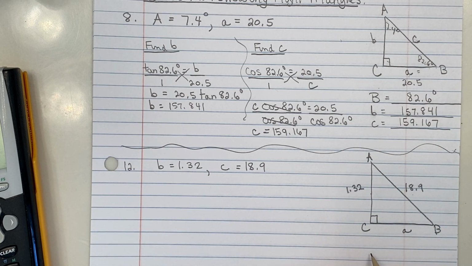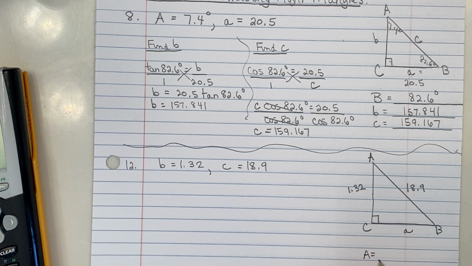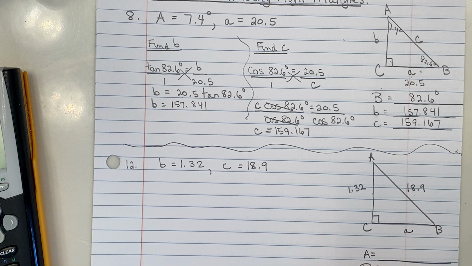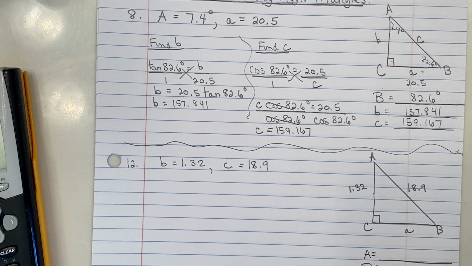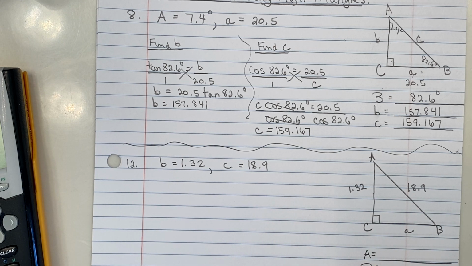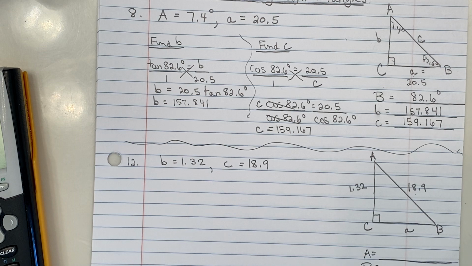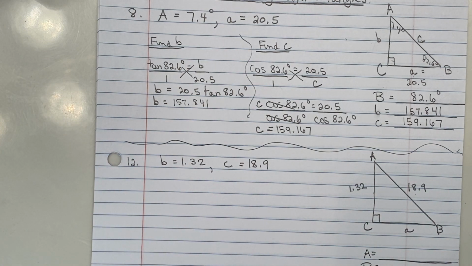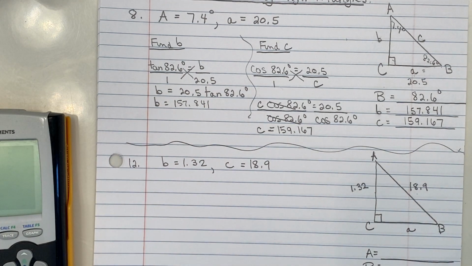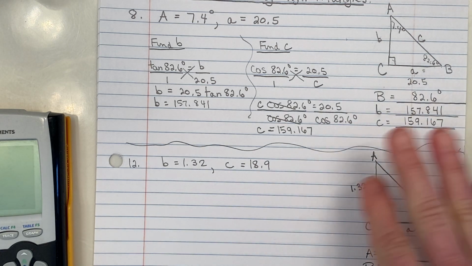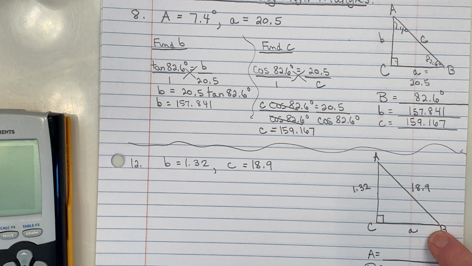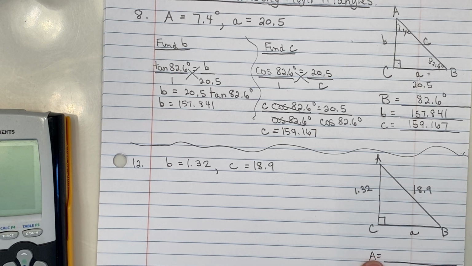Okay, what do I need to find? Well, I need to find angle A, and I need to find angle B. And let's see, I need to find side A. So I'm probably going to use an inverse function to find an angle. I don't know either angle A or B. If you want to find angle A first, that's fine.